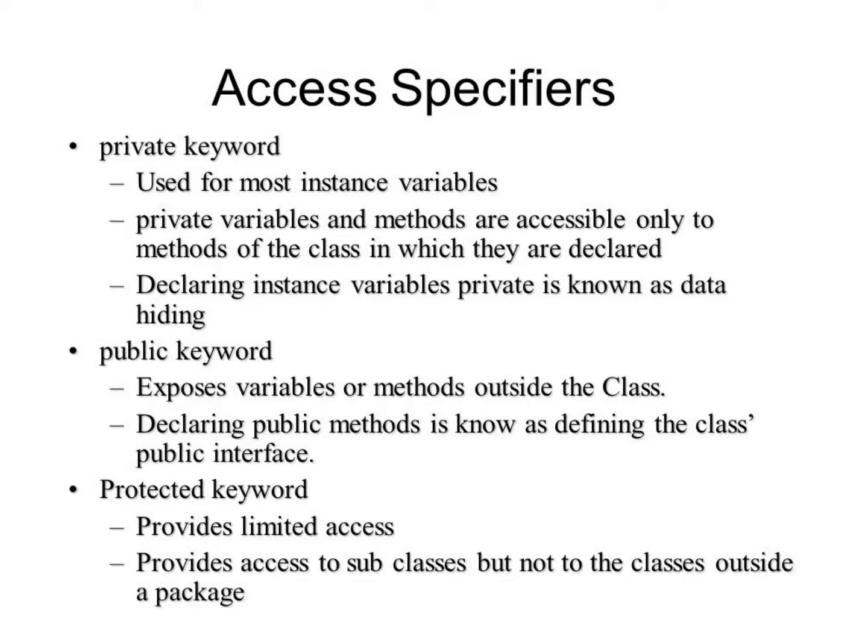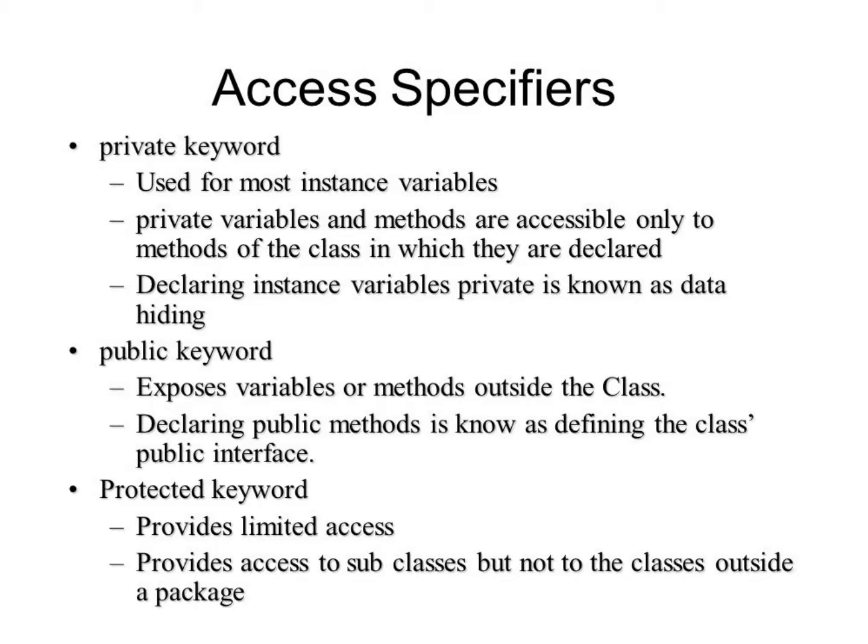So the first access specifier is the private keyword. It is used for most of the instance variables. Private variables and methods are accessible only to methods of the class in which they are declared. Declaring instance variables private is known as data hiding. It means when we need to keep our data secure and personal, we make use of the private access specifier, and the variables or methods declared as private cannot be accessed outside the class.